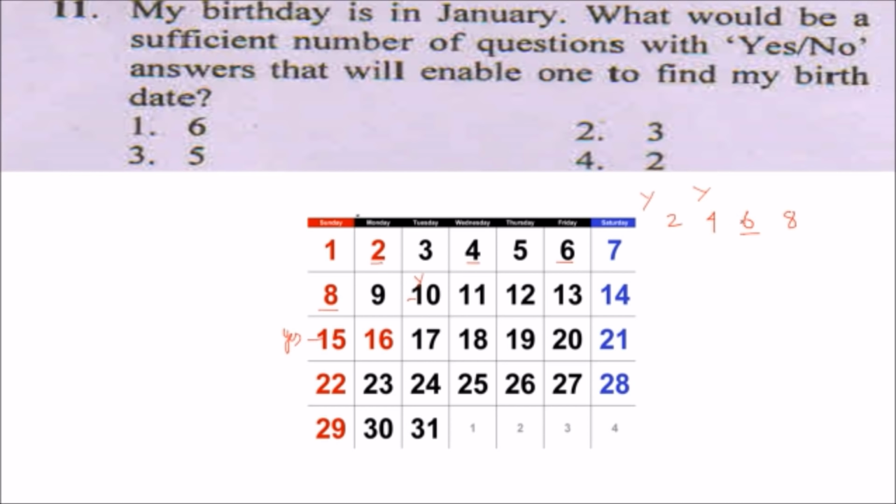If it says no, then it will be either 6 or 8. Then in the fourth question, if it says yes, it is less than 6, then my fifth question will be, is it less than 4? If it says yes, then it will be 2. If it says no, then it will be number 4. 4 will be the birth date.